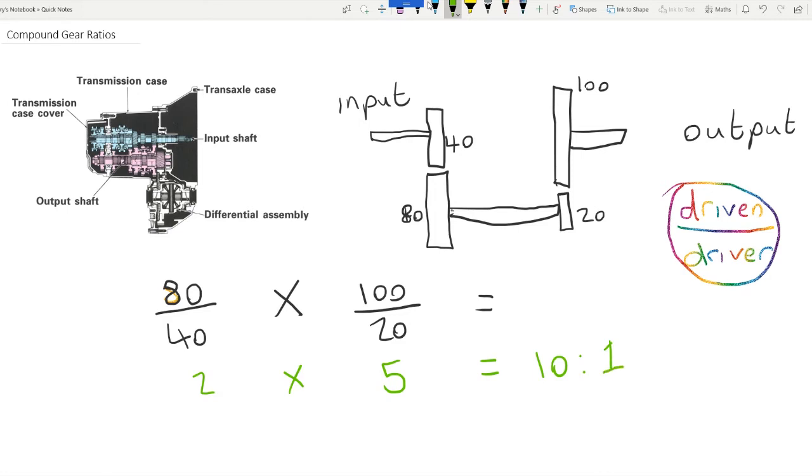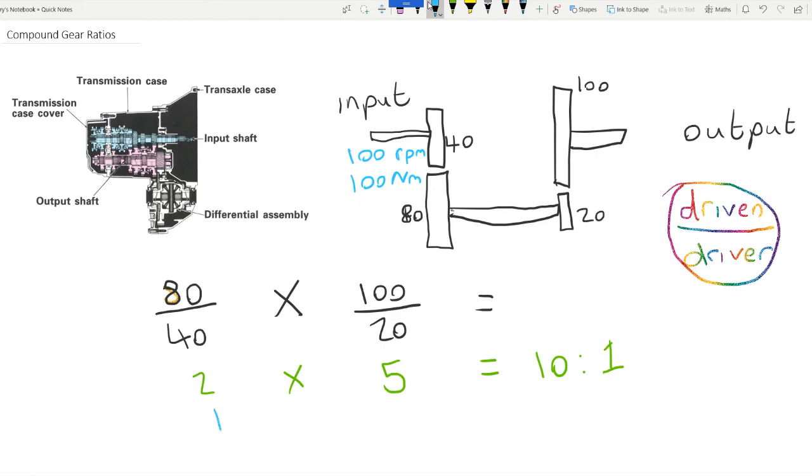So that's a 10 to 1. So that means that the output is going 10 times slower than the input, which is quite a lot, but what that gives us the advantage of is an increase in torque by 10 times. So again, with this example, if I put some numbers in, let's use the easy numbers again. We'll have 100 RPM, 100 Newton meters. Okay, so let's work this out here.